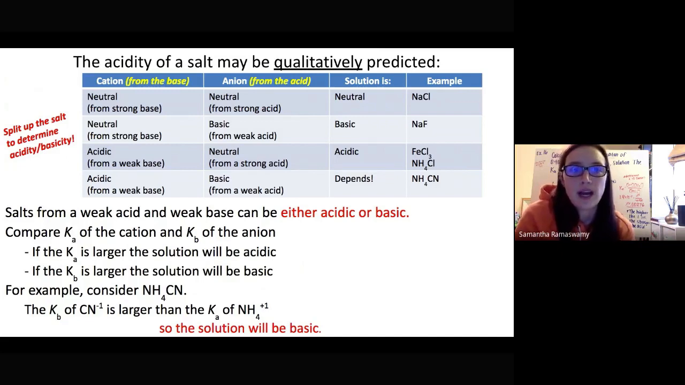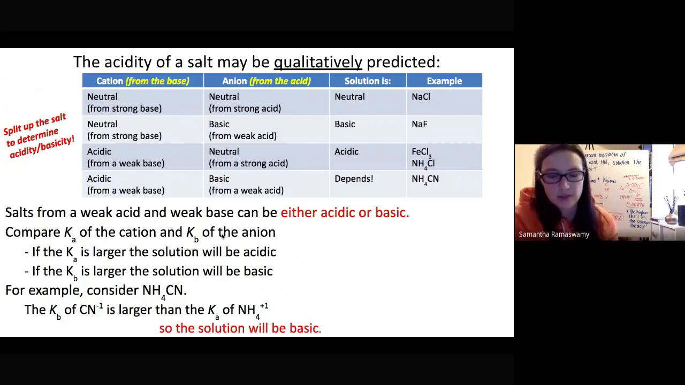So if we have something like NH4+, which comes from NH4OH, that's not a strong base. It's not part of the group on the periodic table. And we have something like CN- from HCN. Well, if you have an acidic cation and a basic anion, the acidity or basicity of the salt depends, because they can be either acidic or basic based on the K values.